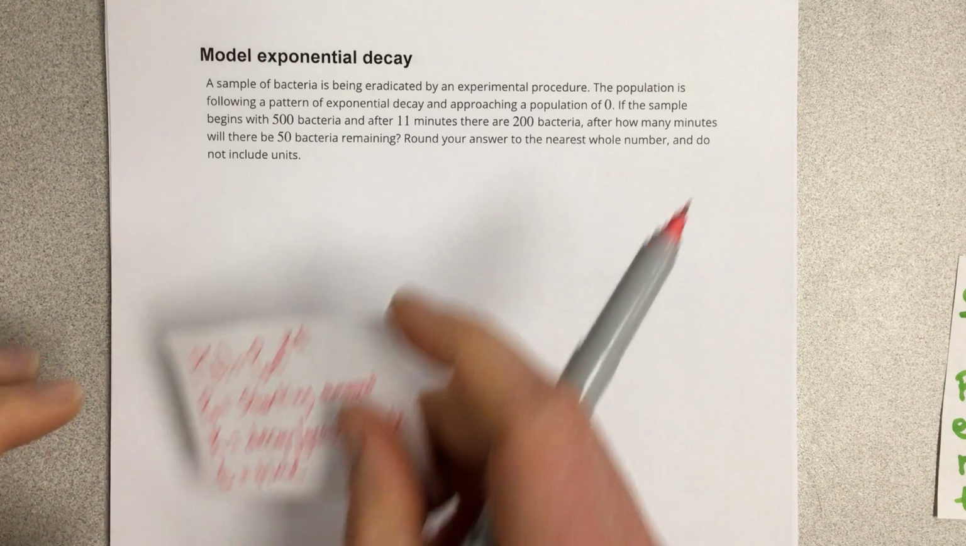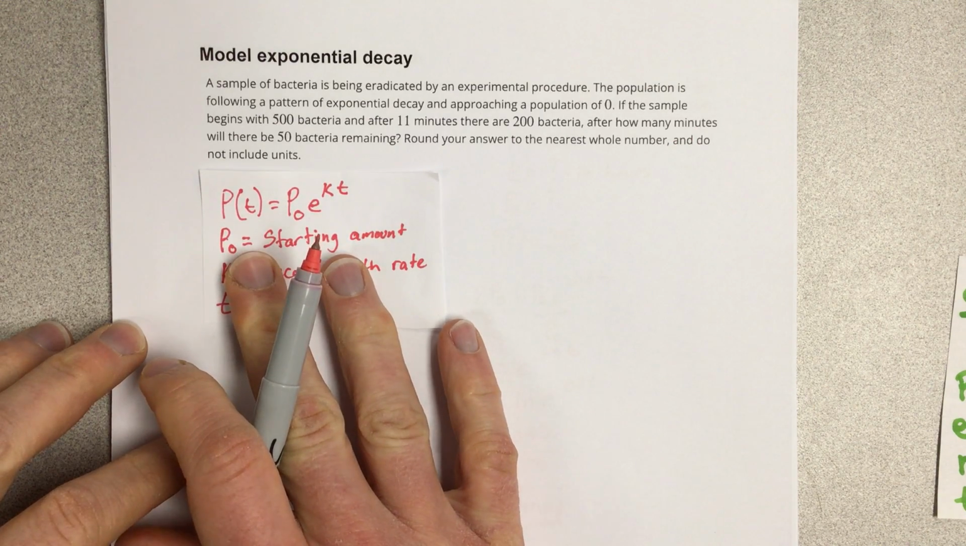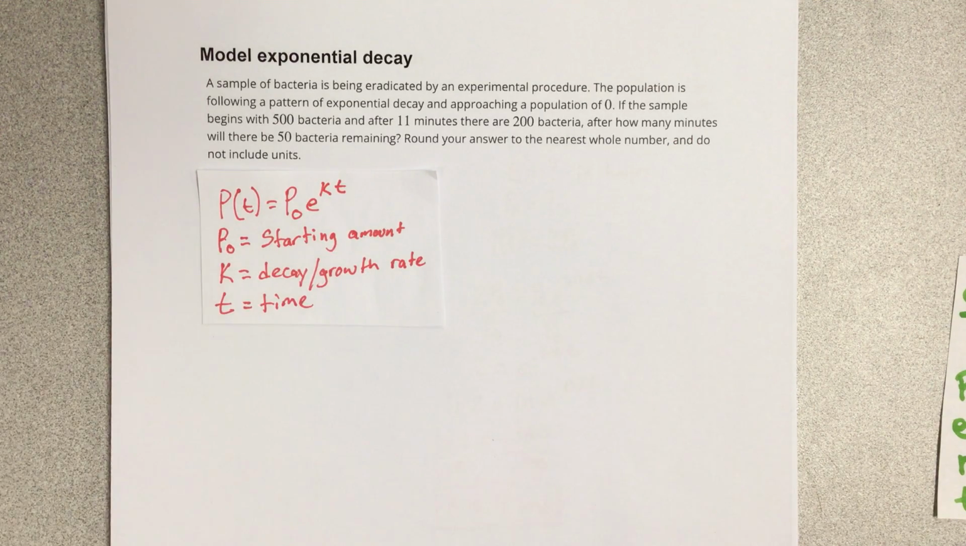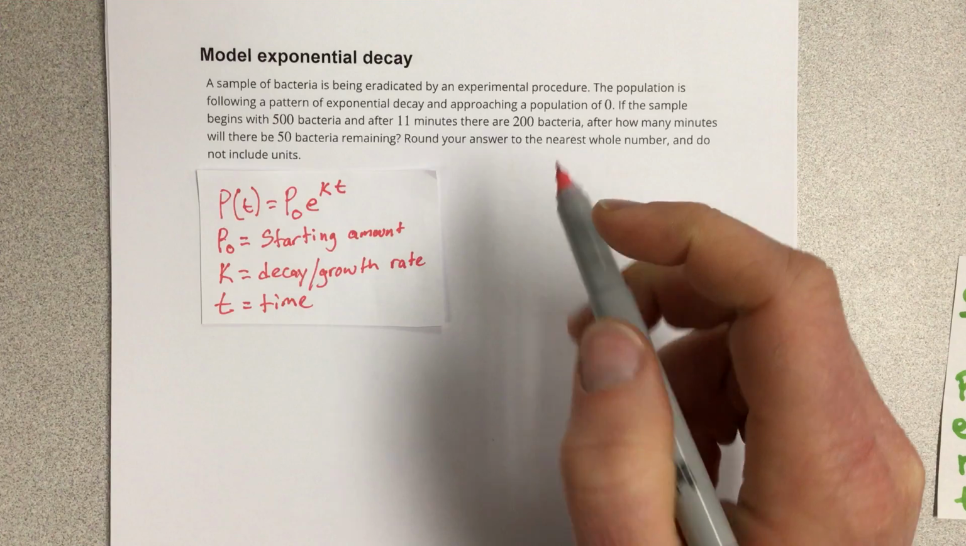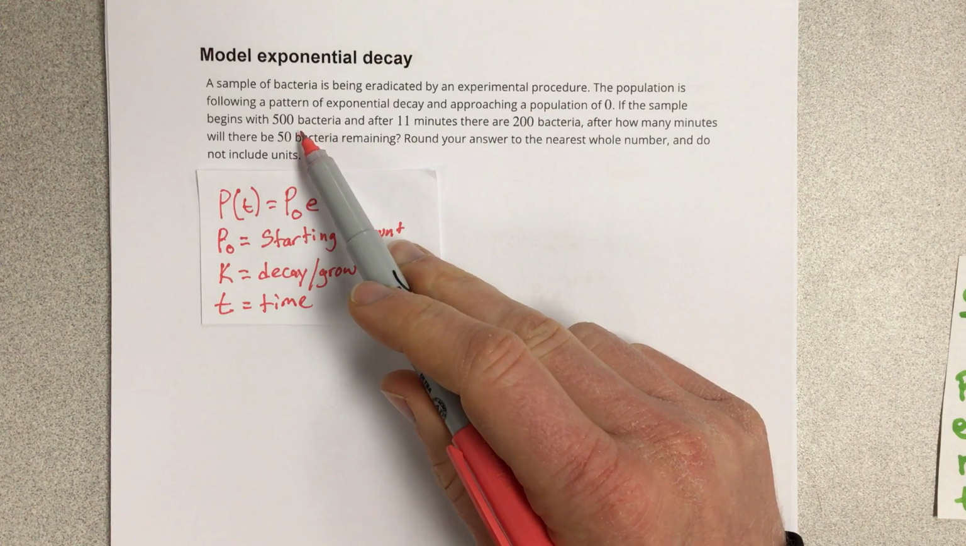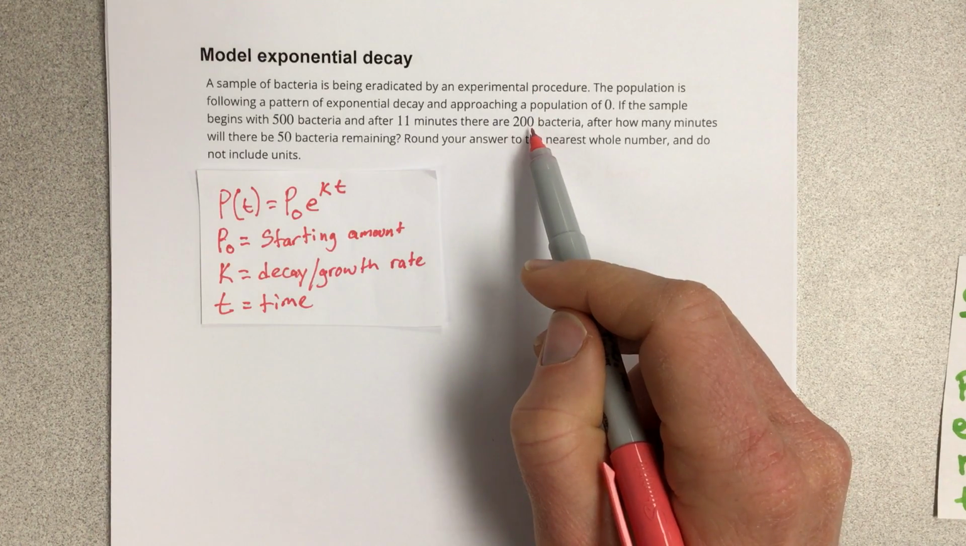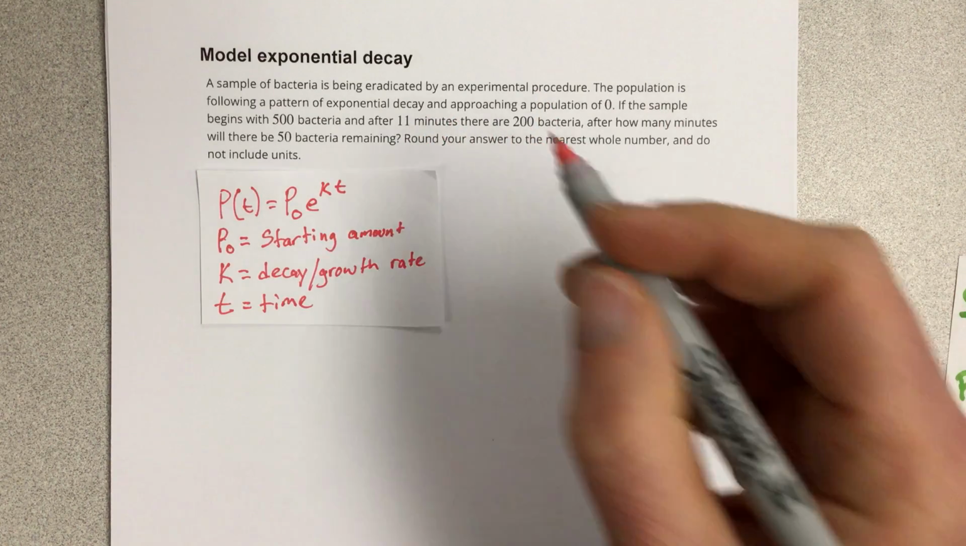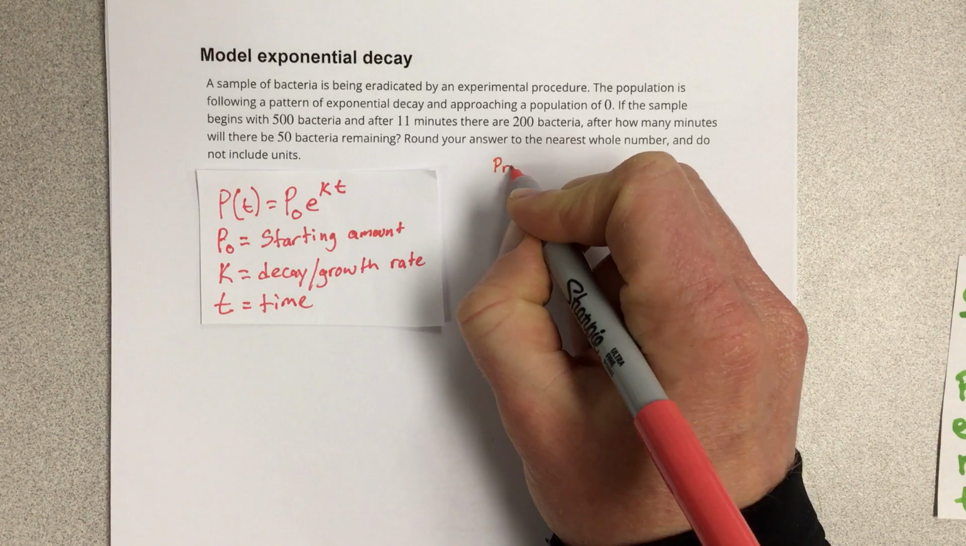So they give us a lot of information. First thing we need is our exponential decay model, which would be P of t equals P of 0 e to the kt. And we need to start writing down our information. Now they actually give us two scenarios here. The first scenario is what happened when 500 bacteria went to 200 bacteria in 11 minutes. So I'm going to write that as problem 1.